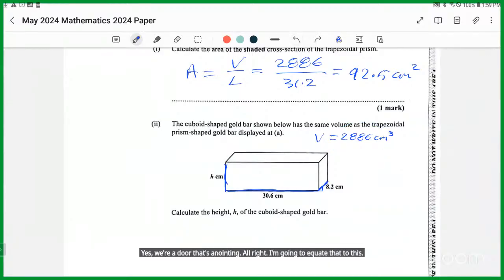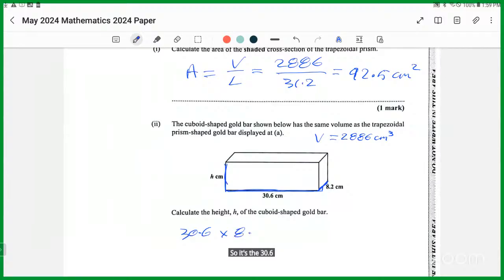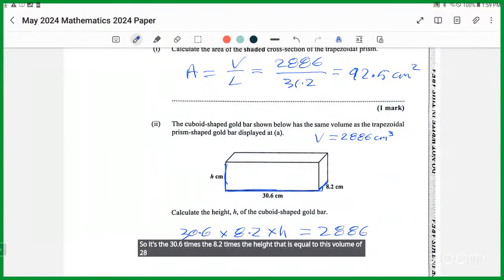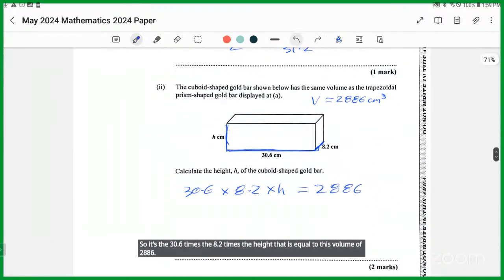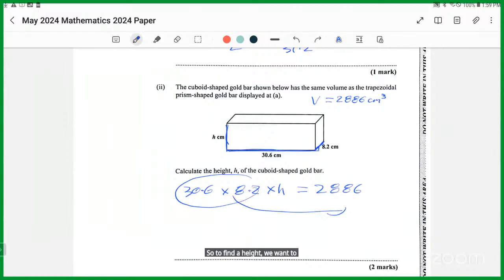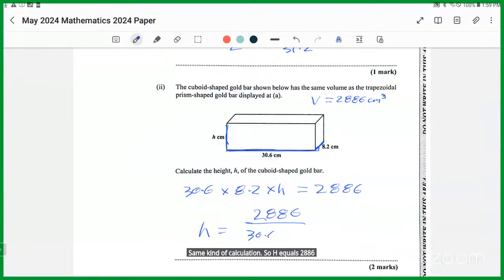So it's 30.6 times 8.2 times the height, that is equal to this volume of 2886. So to find the height, we're going to take these two and divide them under here. Same kind of calculation. So h equals 2886 divided by 30.6 and 8.2. Whatever that works out to, you're going to put it in centimeters. What do you work out to?